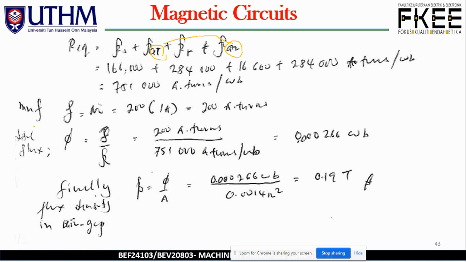So what about the MMF? The magnetomotive force F equals Ni. Substitute the value of N, 200, and current, 1 ampere. This gives us 200 ampere turns. The total flux phi equals F over R, so 200 ampere turns over Req, or the total R. Altogether we have flux equal to 0.00266 Weber.